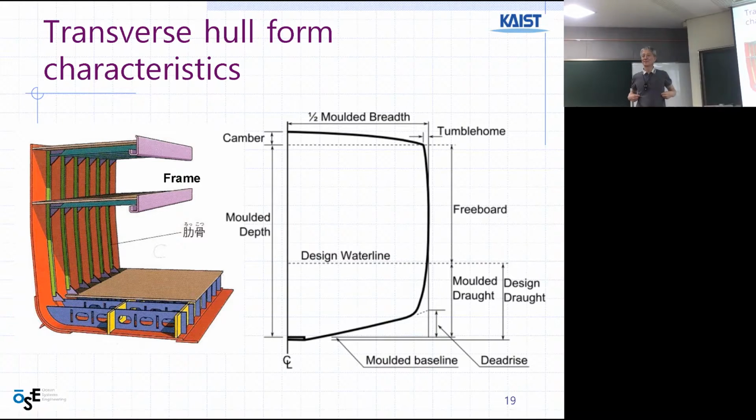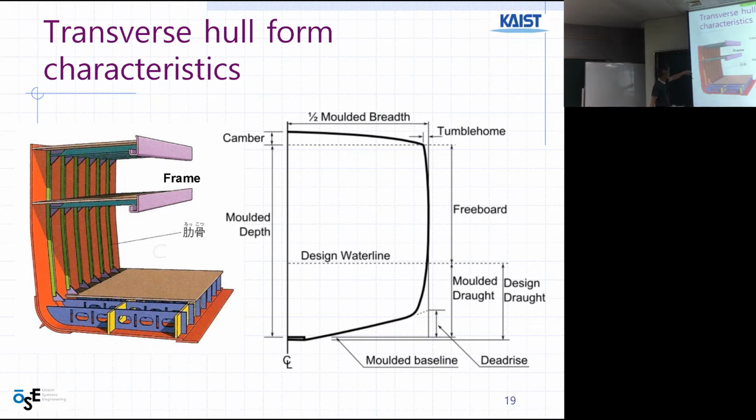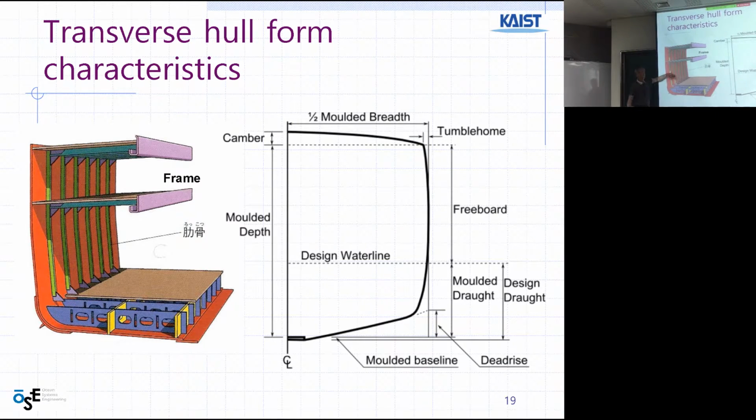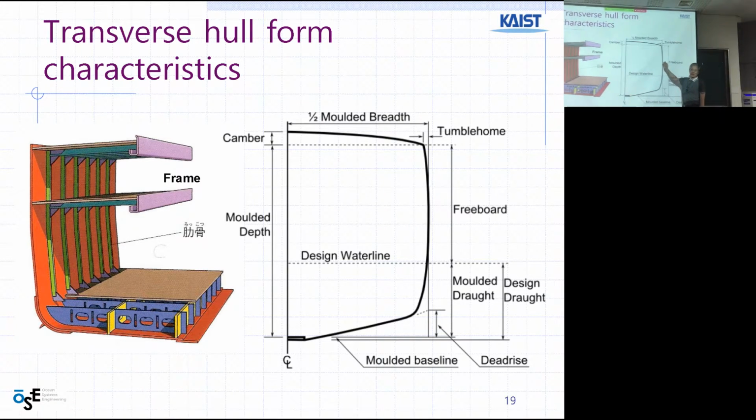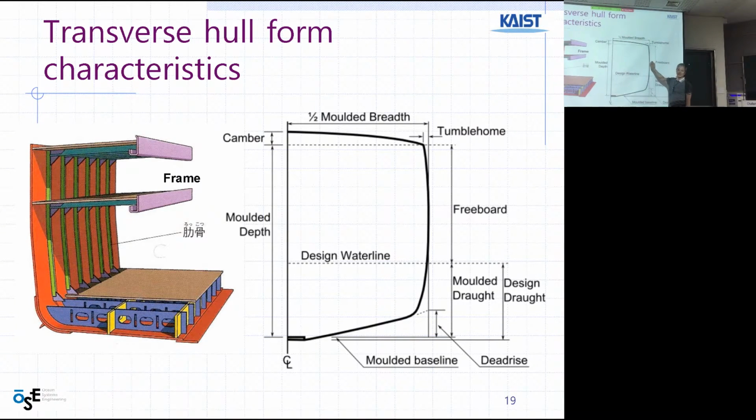So main frame and smaller frame between. Right? That is each time LBP is divided by this frame spacing. So we call this frame spacing. It's based on LBP divided by 200 or 120, depending on the ship, right? Or structural design. Right, molded is coming, right? Molded means, did I say including or excluding? Molded.